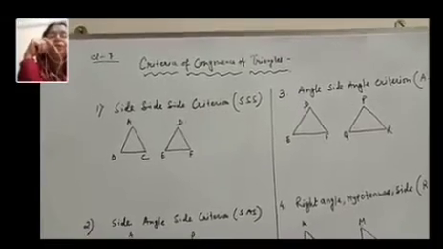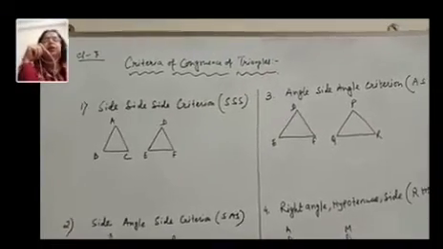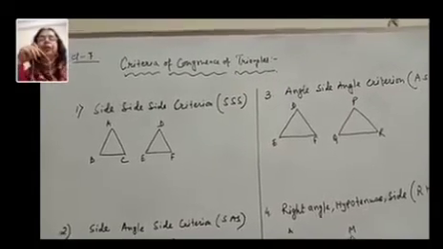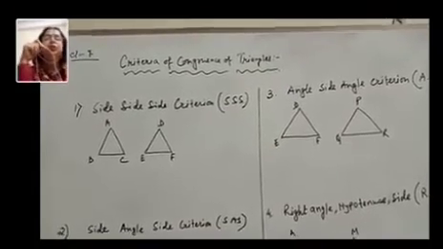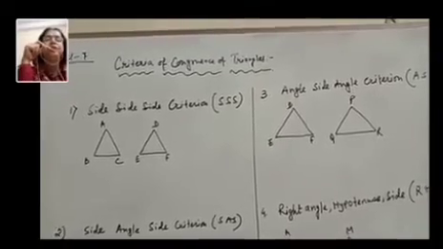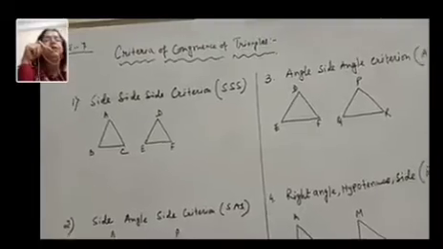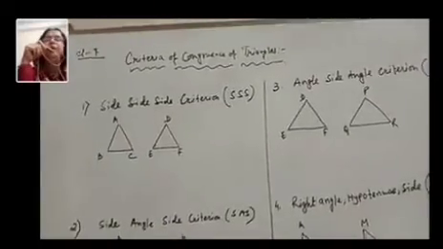Good morning, children. Today we will learn the criteria of congruence of triangles. You know that we have four criteria: SSS, ASA, SAS and RHS.